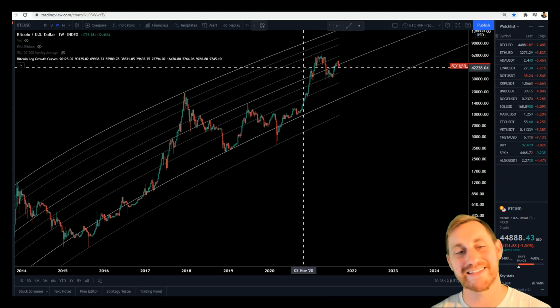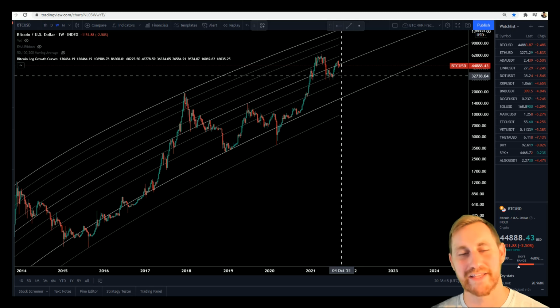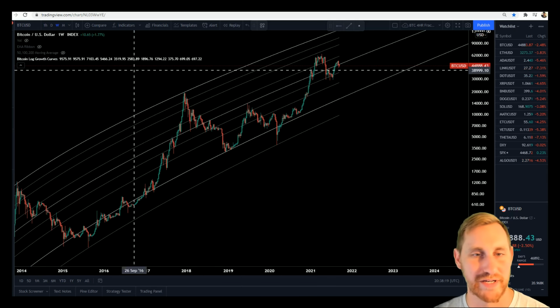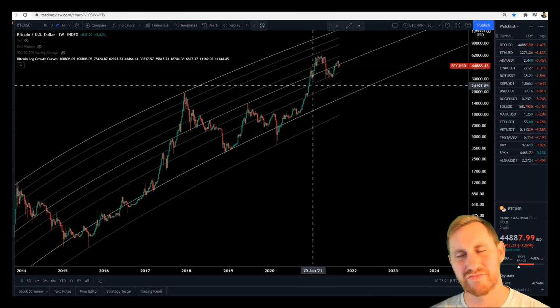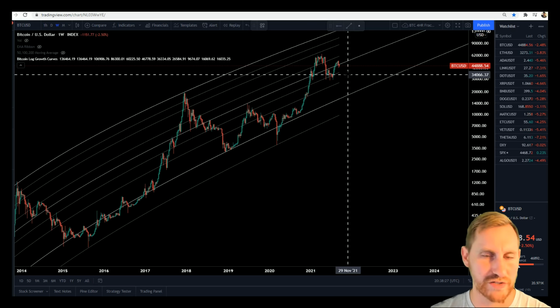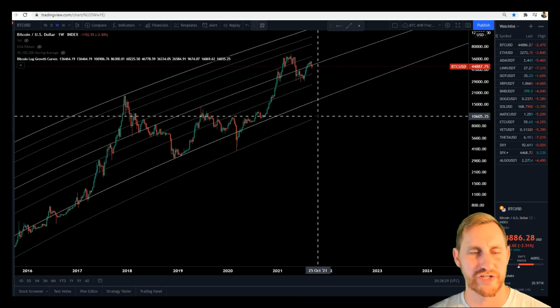Now, inside these log curves, we're going to take a look at the Fibonacci levels. Normally on this channel we do look a lot at the Fibonacci levels, but we haven't yet really done it on a log scale. So what did I want to note here to start it out?